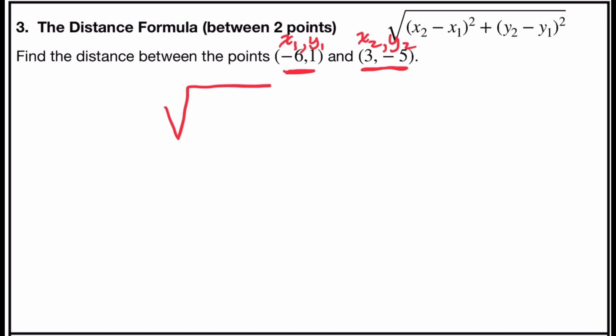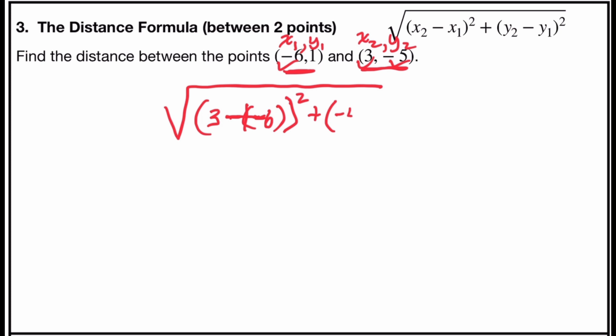So I would have the square root of the second x-coordinate is 3 minus the first x-coordinate is negative 6. So I have the minus from the formula and the negative on the 6. The opposite of a negative, or dash dash, means plus, and so that will be 3 plus 6 squared, plus the second y-coordinate is negative 5, minus the first y-coordinate is 1, and that will be negative 5 minus 1 squared. So now I'm going to simplify it.